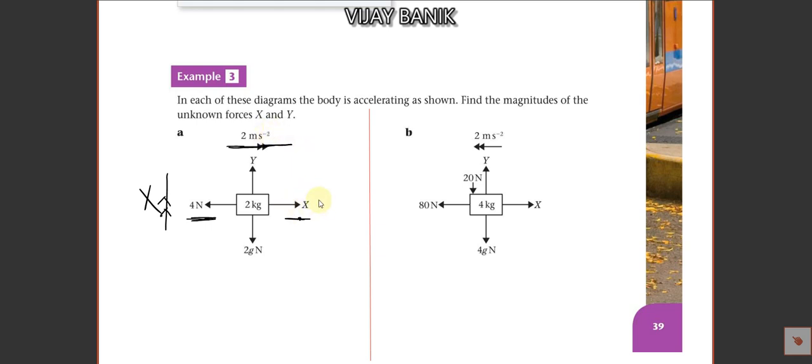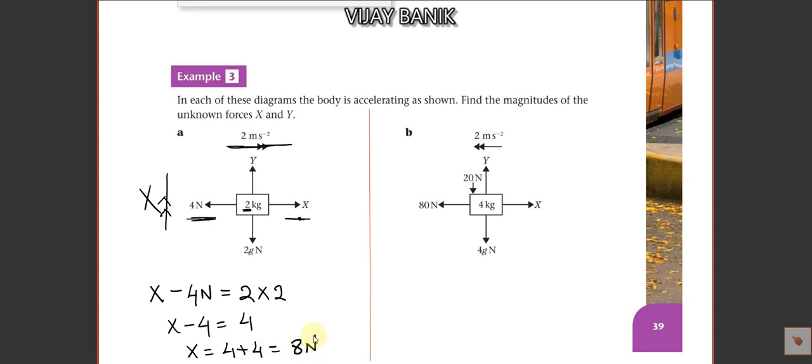This is how you write it. Whichever side the acceleration is, that side we take as positive. So x is positive and 4 Newton is negative, because it is in the opposite direction of the acceleration. This is your resultant force in the horizontal direction. So x minus 4 Newton is m into a. The mass is 2 kg and the acceleration is 2, so x minus 4 is equal to 4. x equals 4 plus 4. Therefore x is 8 Newton.